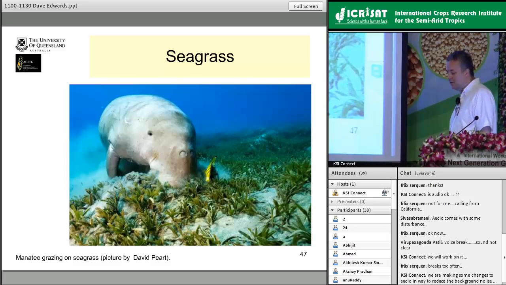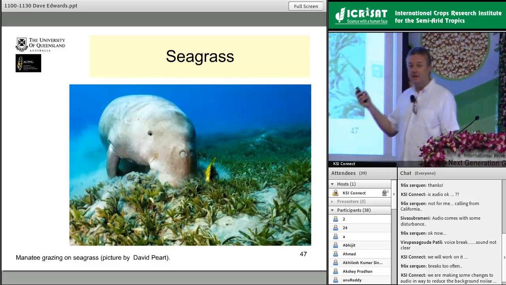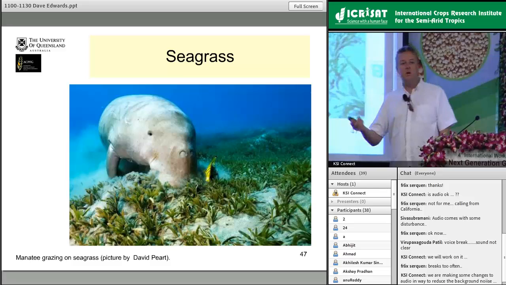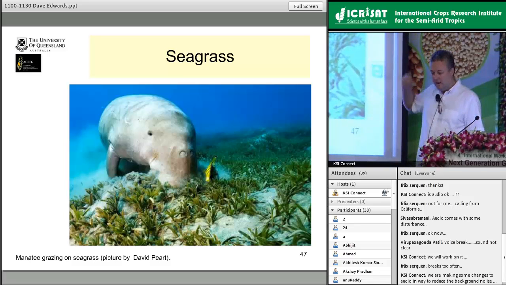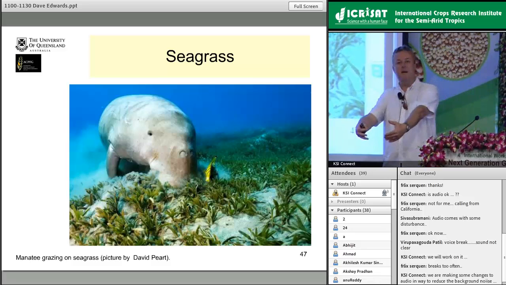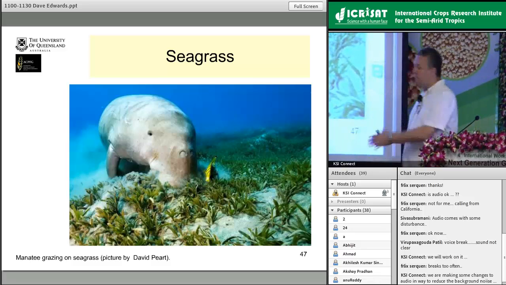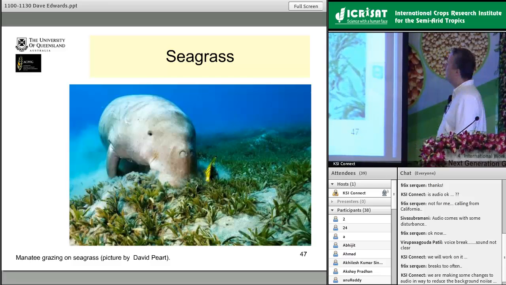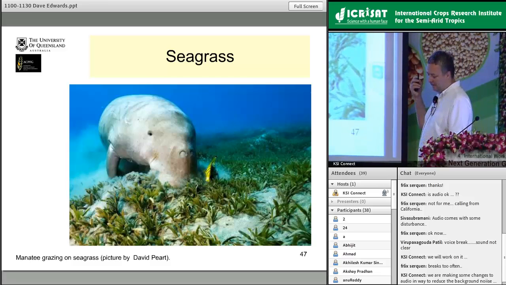Seagrass is pretty important. It's a grass. It is what it says it is. It's a monocrop that evolved to live on the land, as most crops have done, but then evolved again to move back into the ocean. So the evolutionary path is quite interesting. It's interesting from an environmental point of view.